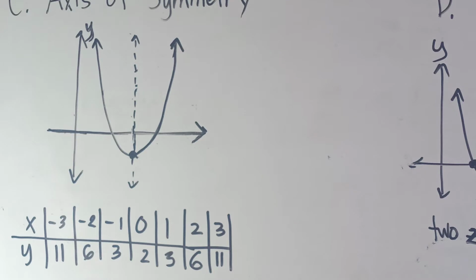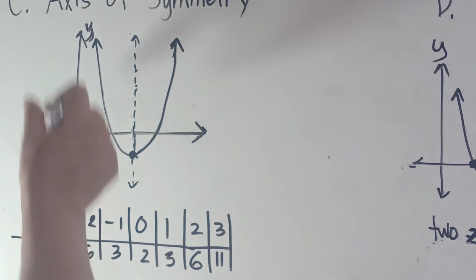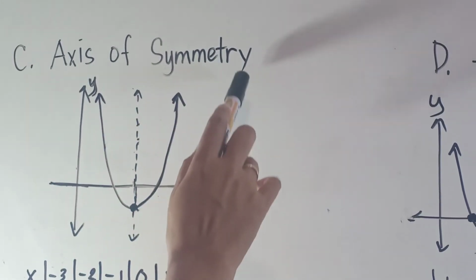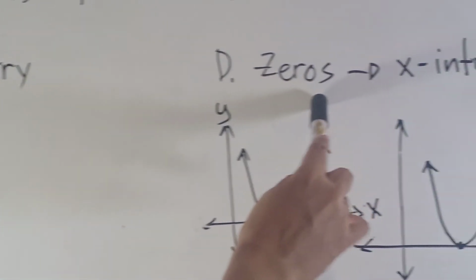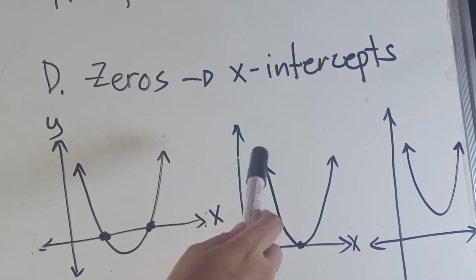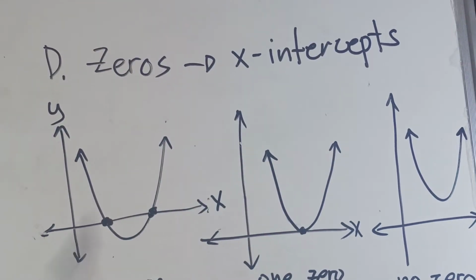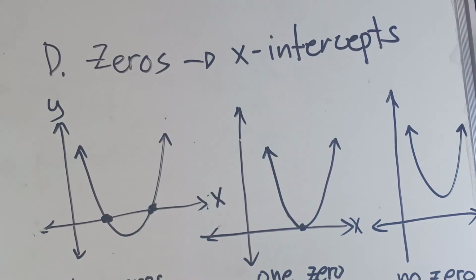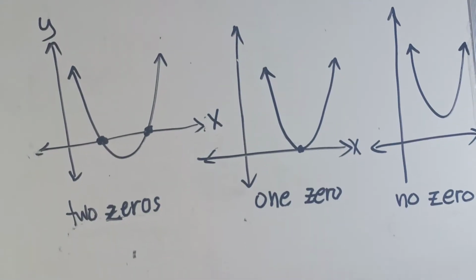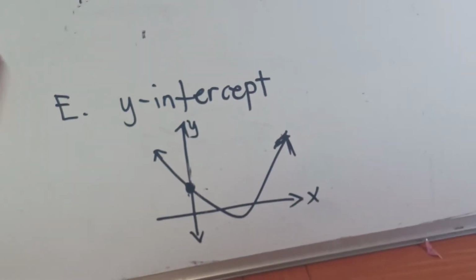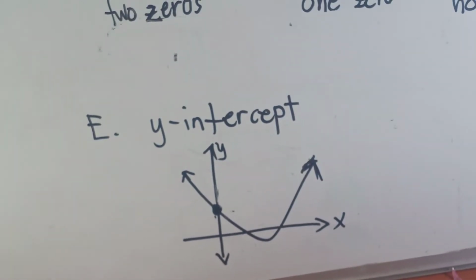So first, namely, the axis of symmetry, the zeros or the x-intercepts, and the y-intercepts. So, tulo ka characteristics ang atong i-discuss.